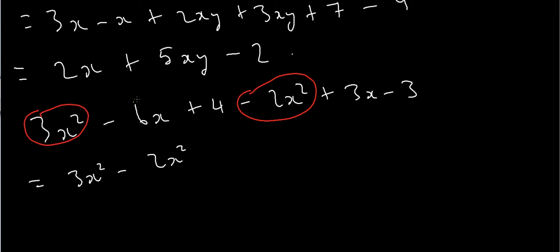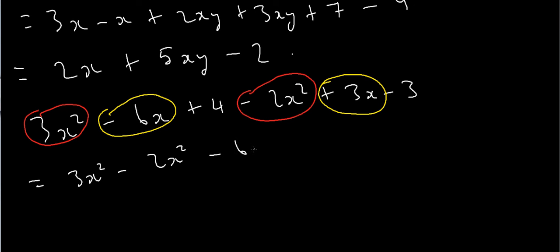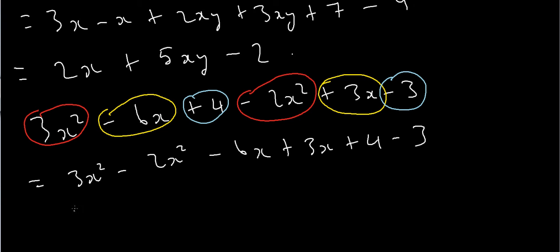What have we got next? Let's compare x terms. We've got a minus 6x here and we've got a plus 3x here. So we've got minus 6x plus 3x. And lastly, let's look at the constant terms. We've got plus 4 here and a minus 3 here. So that's plus 4 minus 3.